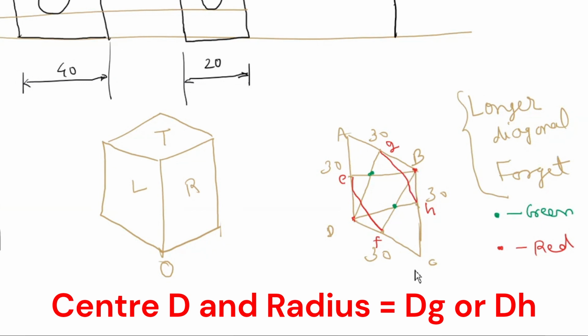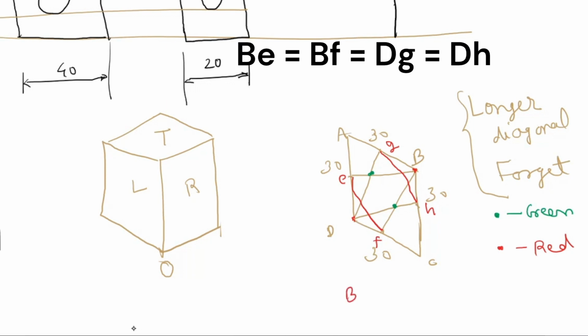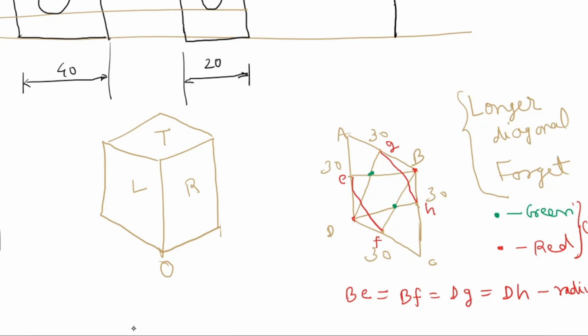Now I am taking names of some points. You can just concentrate. BE equal to BF equal to DG equal to DH. So all these are equal. So this is what? Radius. And this is what? This is center. And we have drawn arc like this. Is it clear till here? Yes, sir. Any doubt, to any student till here?